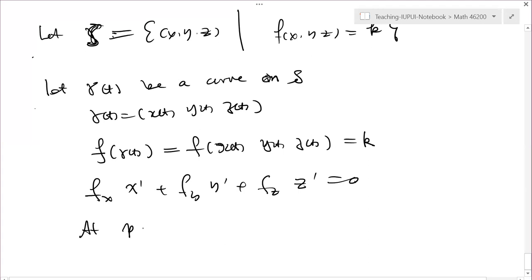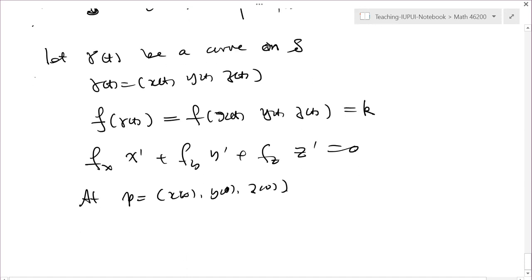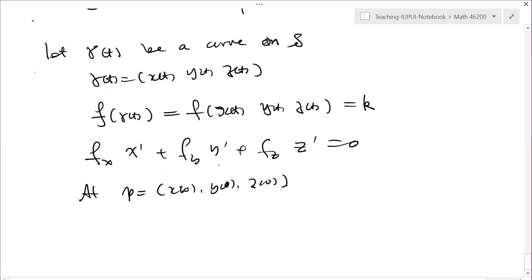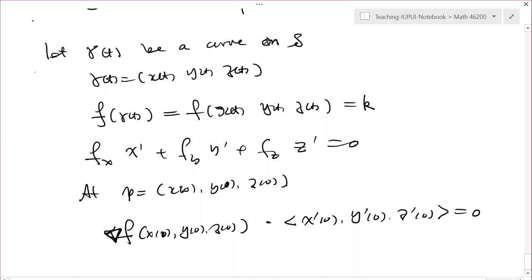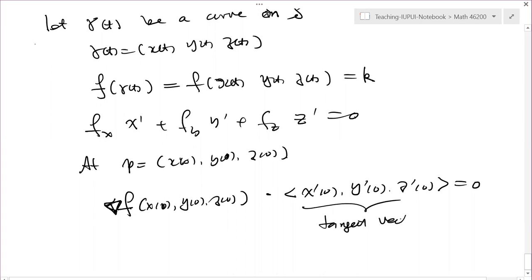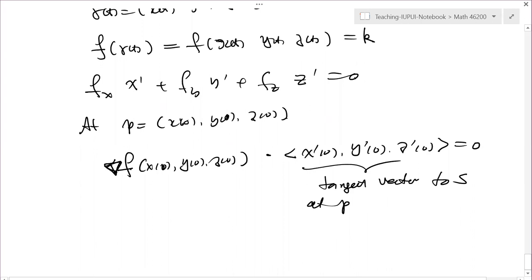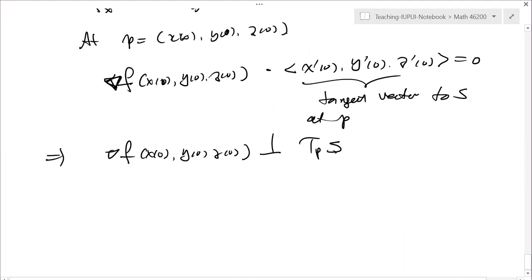So at the point P, which is (x0, y0, z0), the above notation can be written as the gradient of f dotted with gamma prime, that is a dot product. All right, so this is a tangent vector to the surface at the point P. The tangent vector is arbitrary, right? So therefore this concludes that the gradient is perpendicular to the tangent plane. And so you can use that to find the normal vector field.